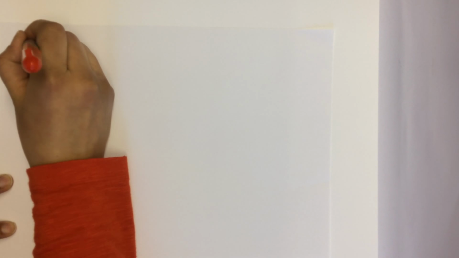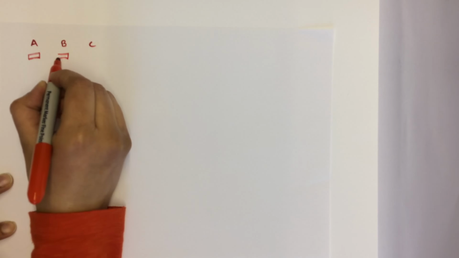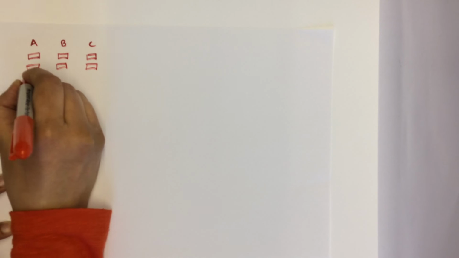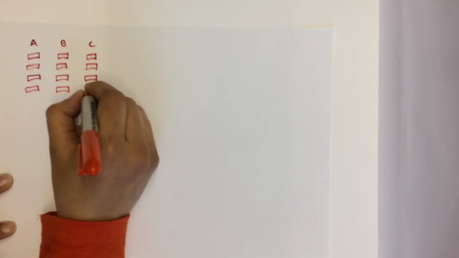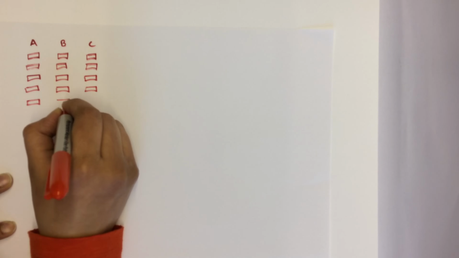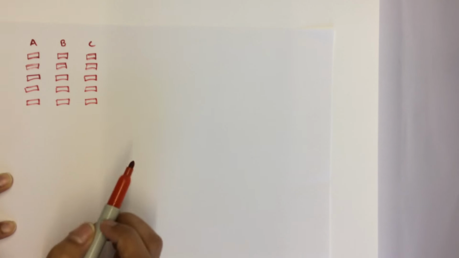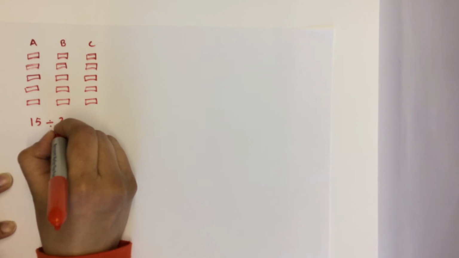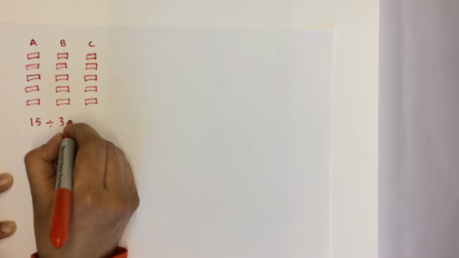For example, there are 3 kids, A, B and C, and there are 15 chocolates that need to be shared. So I'll start splitting them. 1, 2, 3, 4, 5, 6, 7, 8, 9, 10, 11, 12, 13, 14, 15. All of them got equal shares and no remainders are left. So 15 divided amongst 3 is 5. Each child is getting 5.